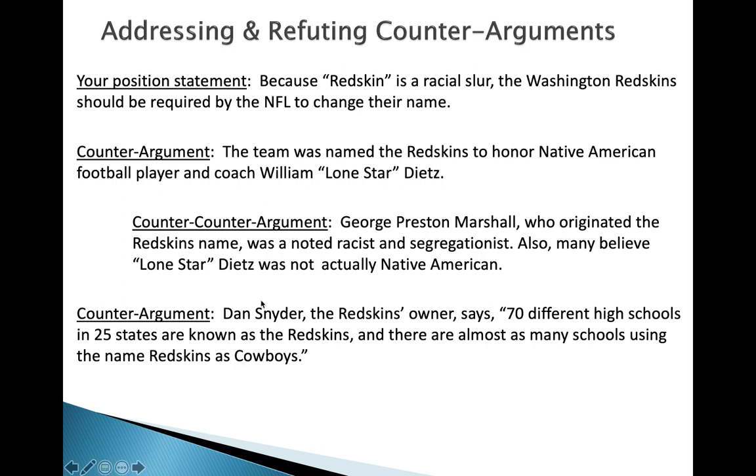So think about these things as you are working on your problem solution papers. There may be counter arguments to address within your definition of the problem itself. And there should certainly be counter arguments in the form of counter solutions, in terms of other solutions that people propose, and then why your solution or solutions are better.